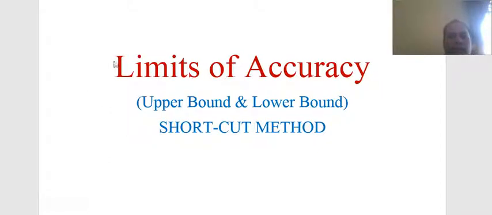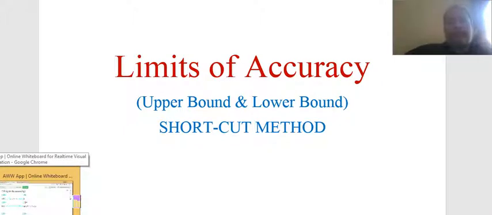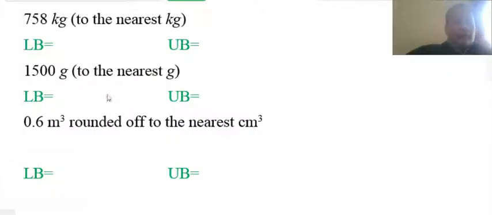This is the second video of using the shortcut method for finding the upper bound and lower bound. Let's come to the question. Here we have the question. Please just watch video 1 of finding the upper bound and lower bound using the shortcut method. Here 758 kg is nearest to the kg.